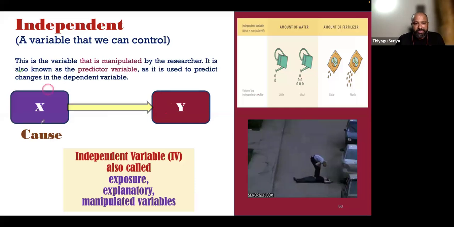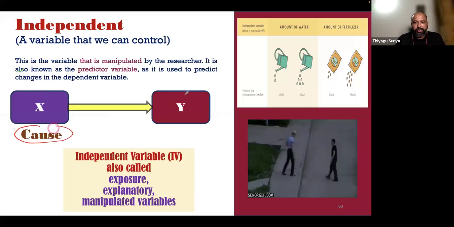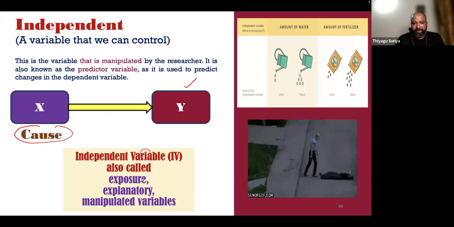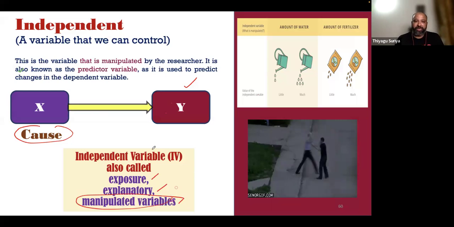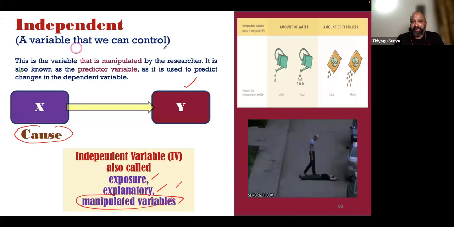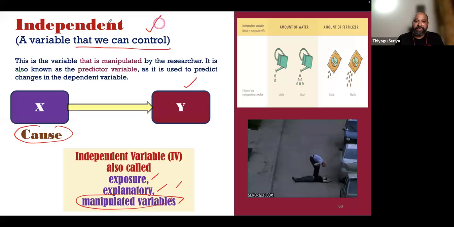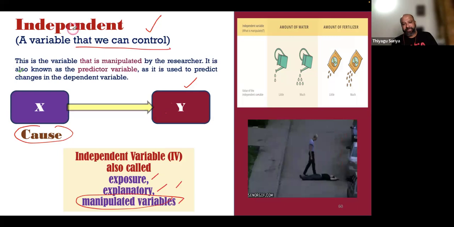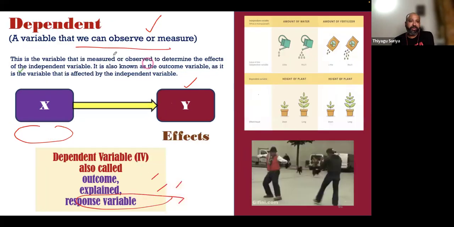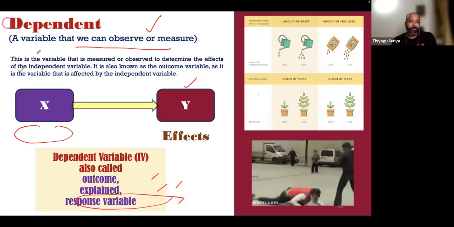The independent variable is the causing variable. This is the dependent variable, y. The independent variable is also called an exposure variable, explanatory variable, or manipulated variable. The manipulated variable, in the case of the experimental method, is the variable that we can control. So the independent variable is controllable because the manipulation is done by the investigator; this will be the control variable.